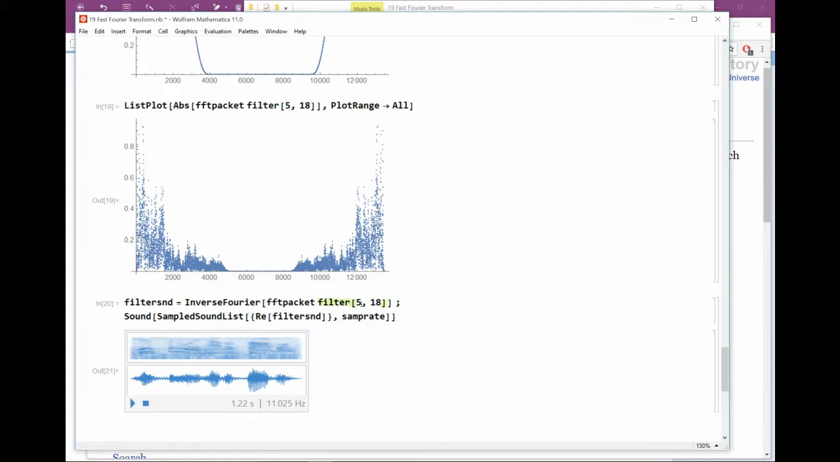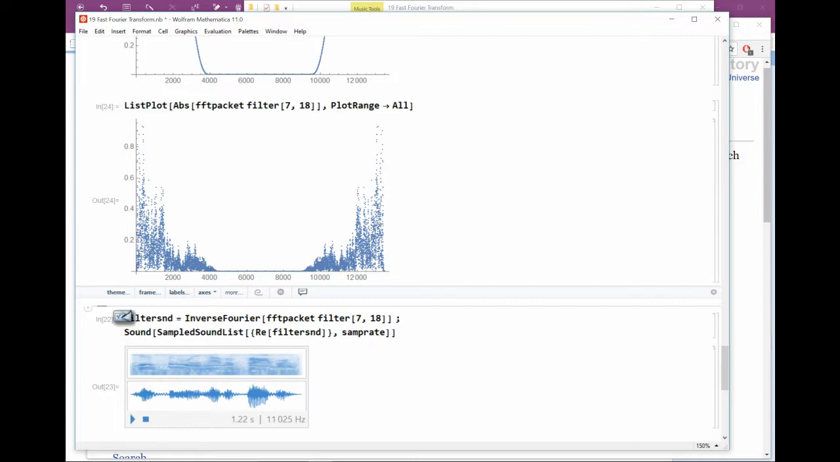So if I increase the width of the filtering, say I am going to make it 7. If I make it 7, then I'll be erasing more of the unwanted frequencies that I have in my signal.